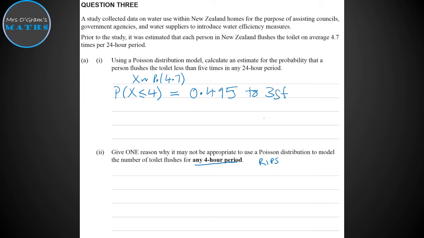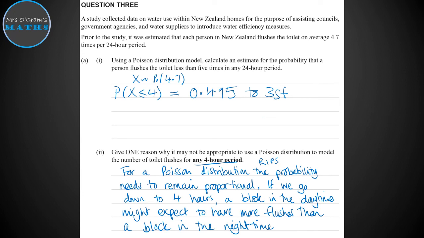If we reduce that to any 4-hour period, it's not really going to work throughout the day because people are less likely to use the toilet during the night, so the number of flushes might be less. So whilst you could multiply up to do multiples of a day, that would remain proportional, but shrinking it down to 4-hour periods wouldn't remain proportional in terms of the probability and likelihood of the number of flushes you would get during those 4 hours.